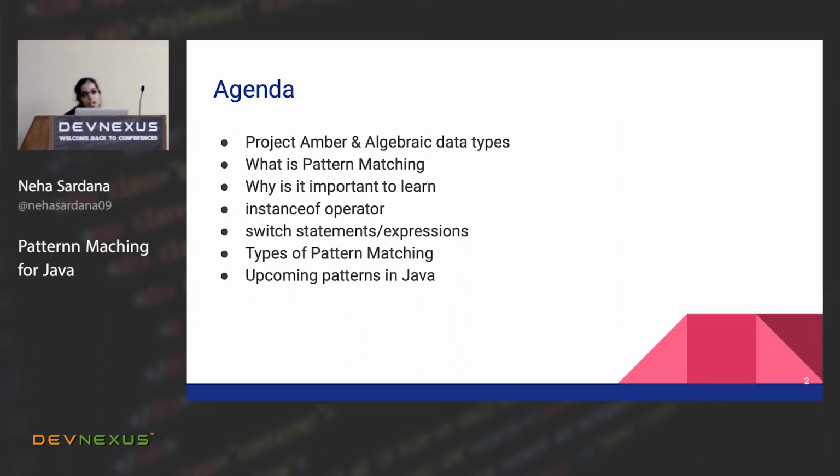So today's agenda, I won't spend much time, but I'll quickly glance through. We'll look at Project Amber and algebraic data types. We'll talk about what pattern matching really is and why you should learn about it. There are all new features, so why is this important? We also want to look at instanceof, switch statements, and expressions. We'll end with types of pattern matching, because there's a lot of terminology going on, so I wanted to present it at the end. And then we'll see the upcoming patterns in Java as well.